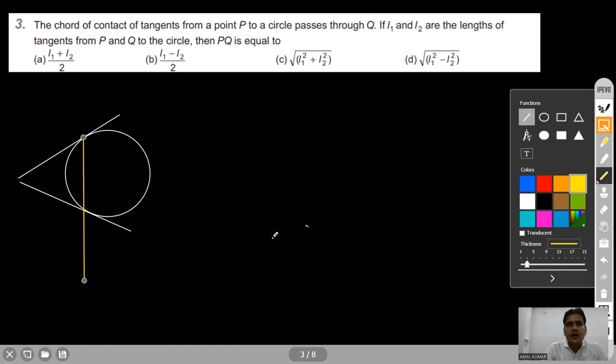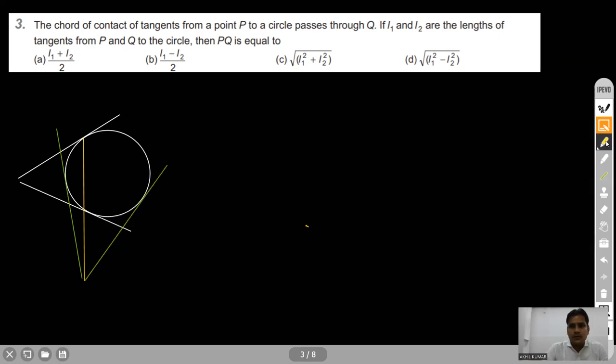And if L1 and L2 are the lengths of tangents from P and Q to the circle, so we have to draw tangents from Q also, right? So let me draw the tangents from Q. Suppose this is one tangent and this is another tangent. So this is our point P, and this is our point Q. And suppose the chord of contact is AB. It passes through Q. If L1 and L2 are the lengths of tangents, then this PA is equal to L1.